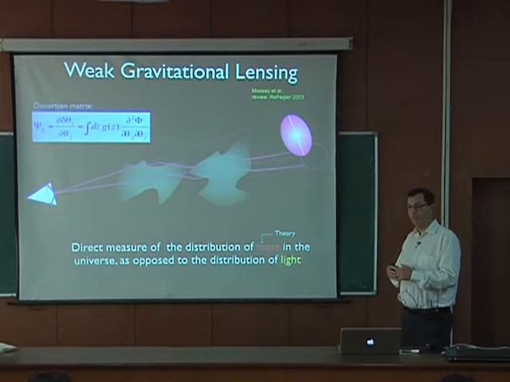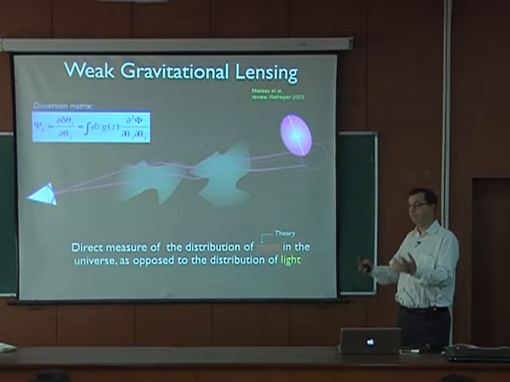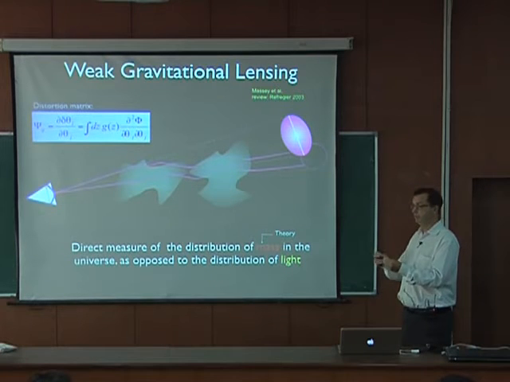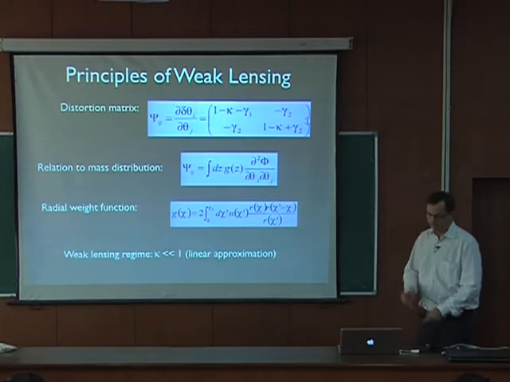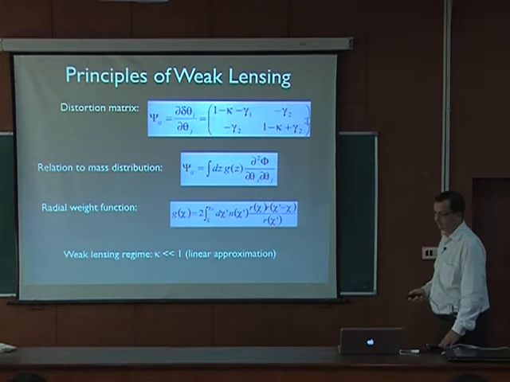We don't have both the beauty and the complexity of strong lensing, which is nonlinear, which gives very strong distortions. Here the distortions are weak, and we can directly relate it to the mass. Okay. So again, in a little bit more detail.